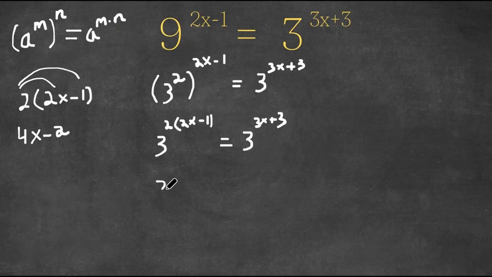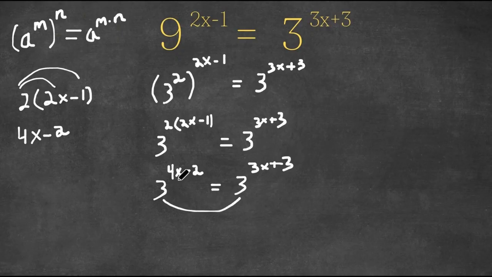So now we get 3 to the power of 4x minus 2, and this is still equal to 3 to the power of 3x plus 3. And now, as you can see, we've made both of our bases the same. Meaning, if these two expressions are equal to each other, and the two bases are equal to each other, that means that our exponents are equal to each other as well. So all we have to do is simply set our exponents equal to each other.